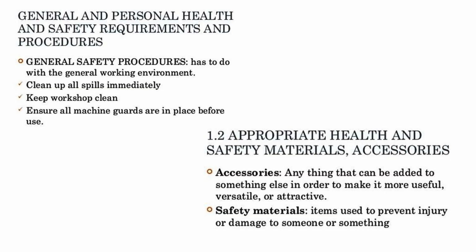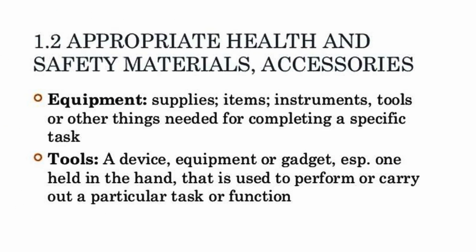So what are accessories? Anything that can be added to something else to make it more useful, versatile, or attractive. And safety materials? These are items used to prevent injury or damage to someone or something. Finally, let's clarify some terms. Equipment refers to supplies, items, instruments, tools, or other things needed for completing a specific task. And a tool is a device, equipment, or gadget, especially one held in the hand, that is used to perform a particular task or function.